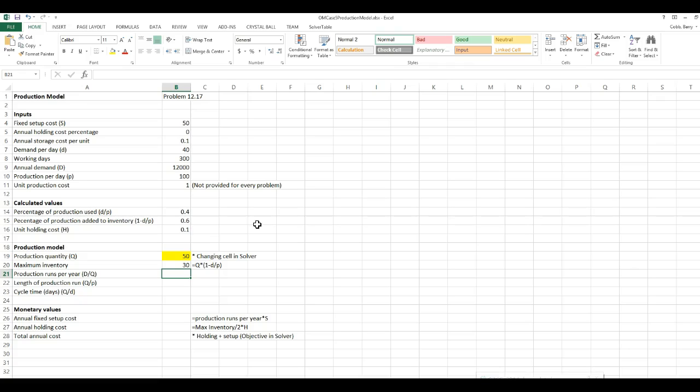The production runs per year would be the annual demand divided by the production quantity that's eventually selected. The length of each production run would simply be the production quantity, the total produced in that run, divided by the production per day. So this quantity is calculated in days. The cycle time would be the production quantity divided by the daily demand.